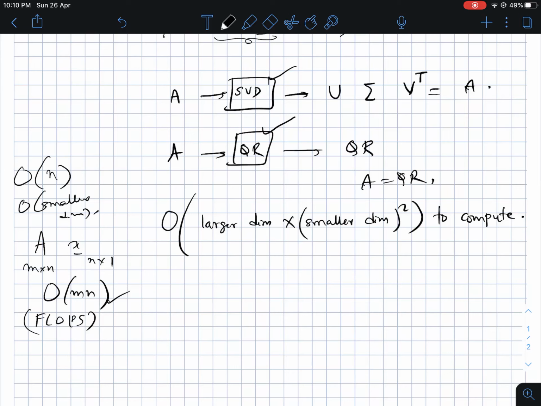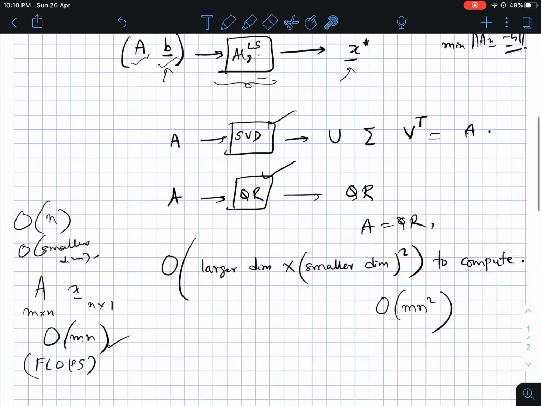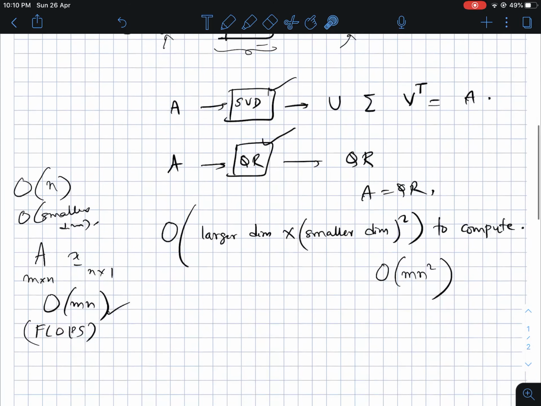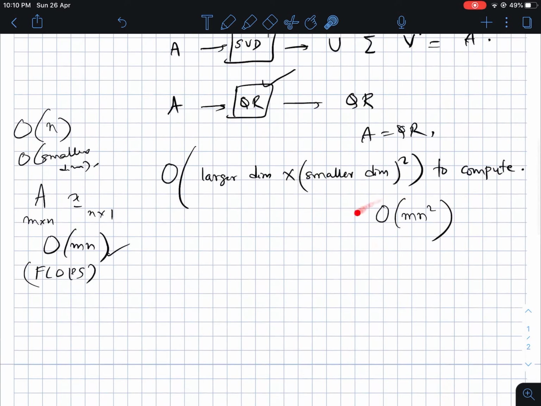It doesn't follow this mnemonic, but I'm saying the more interesting or advanced algorithms like SVD, QR, and even, as we're going to see, least squares, roughly take this many operations: order larger dimension cross smaller dimension square. So in our case, it's going to be order mn square. Remember, for us matrices are of size m cross n, where m is bigger than n. So m is the larger dimension, the number of rows, and n is the smaller dimension, the number of columns. So we are going to see this order mn square pop up in most of our discussions here.